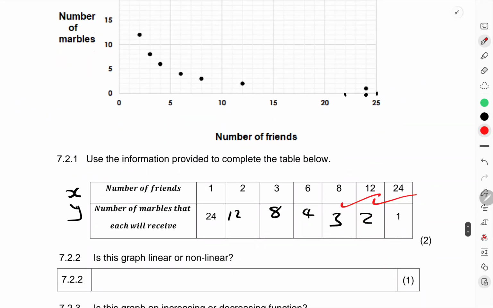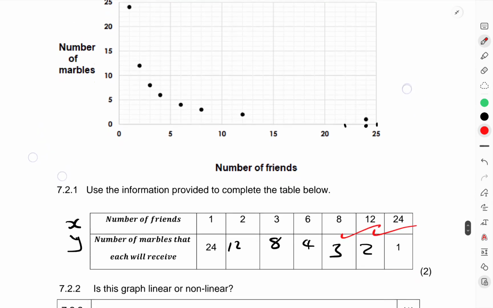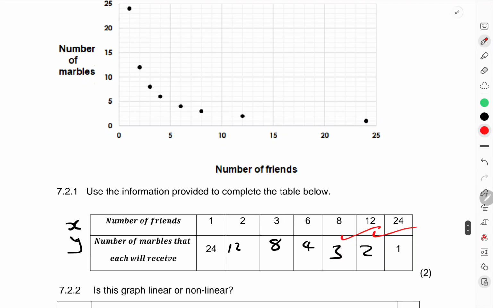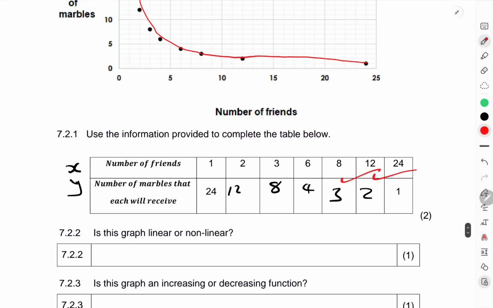Now let us go to 7.2.2. Is the graph linear or non-linear? Linear means straight. Non-linear means the graph is not straight. Try to put your dots together. I'm going to see that the graph that is being formed here does not form a straight line, right? It does not form a straight line, meaning my graph is non-linear. Therefore, the answer here will become non-linear.